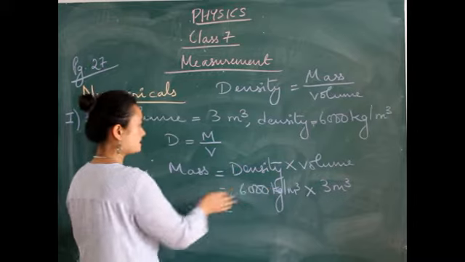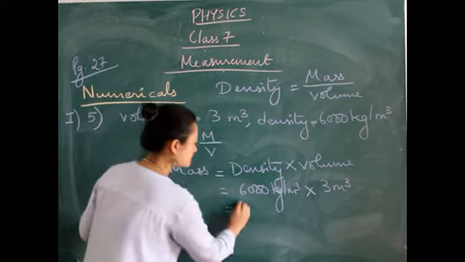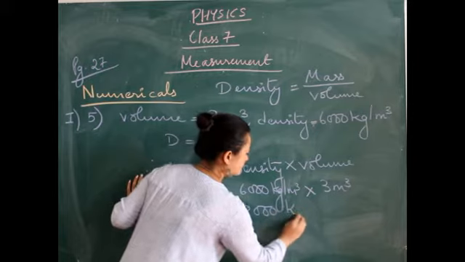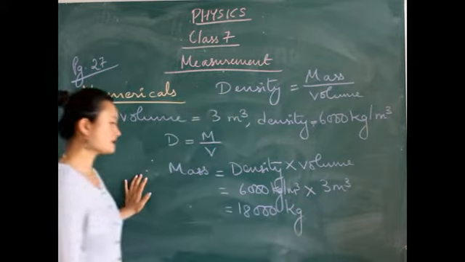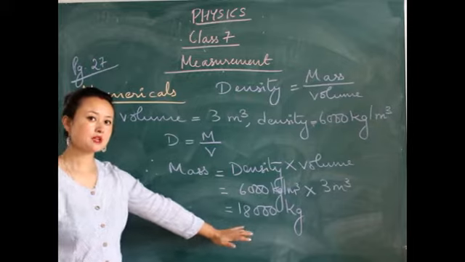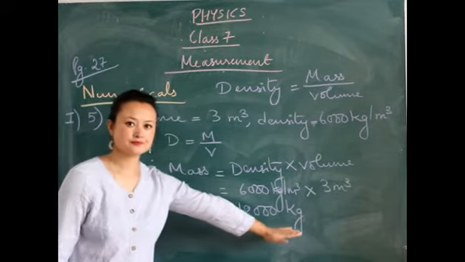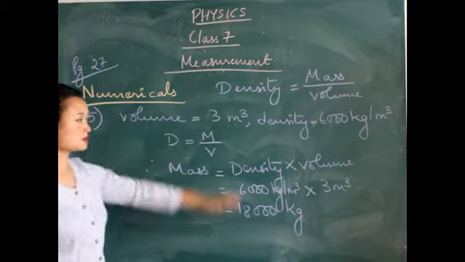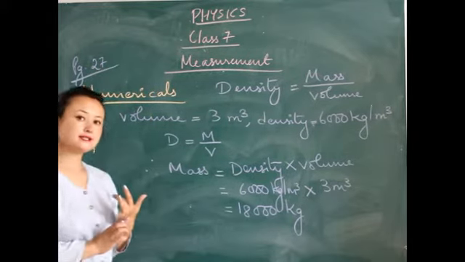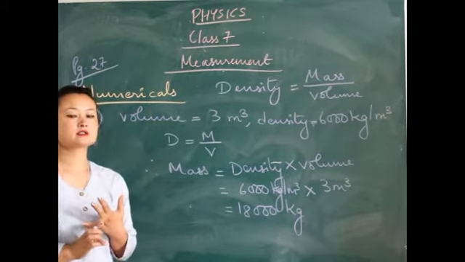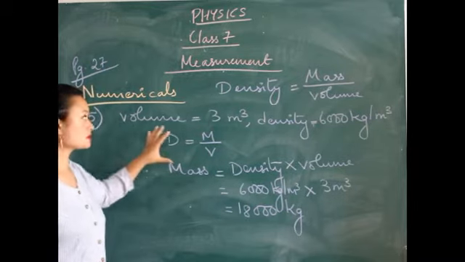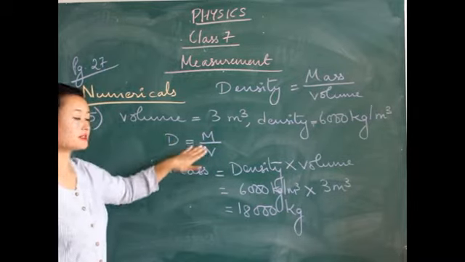When you find the product, you get 18,000. The unit of mass is kg, so mass is 18,000 kg. Let's quickly revise. According to the question, volume is given and density is given. What are you supposed to calculate? Mass, using the relationship of density, mass and volume.